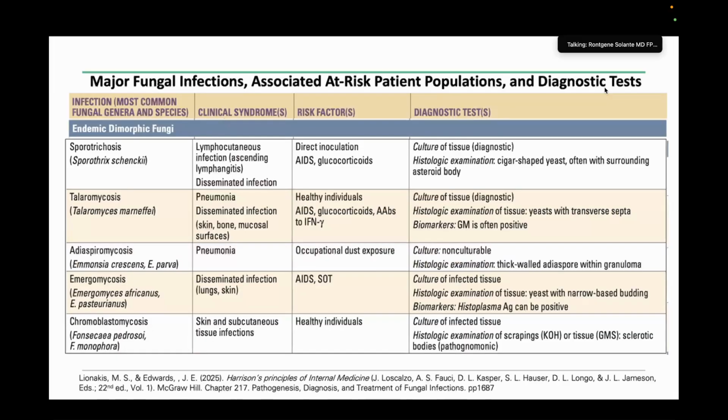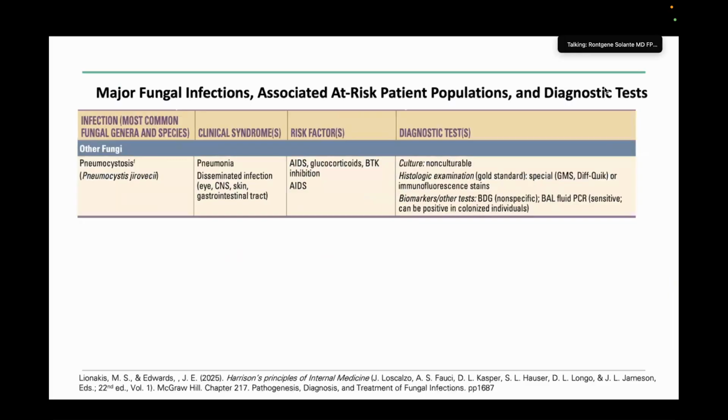fungi. Okay, so the rest I will not specifically mention because these are not so common: your adiaspiromycosis, your emergomycosis, and the chromoblastomycosis. These are types of your endemic dimorphic fungi that usually are not at the top of the list in terms of causing higher mortality and higher morbidity.